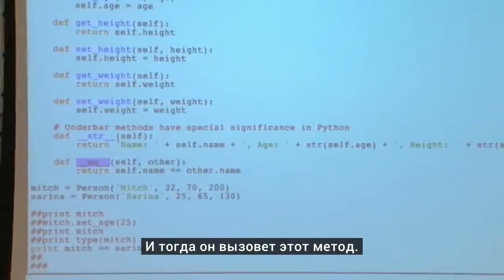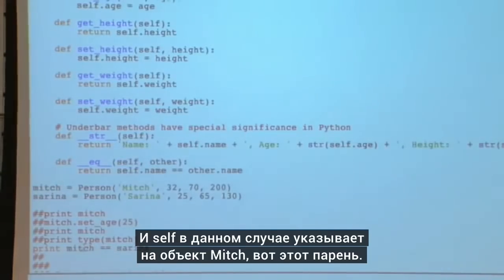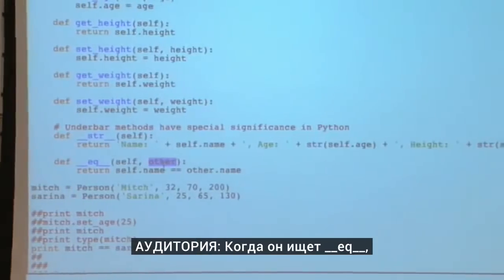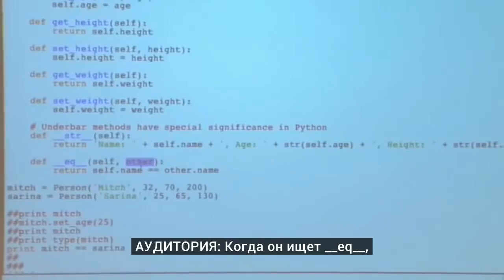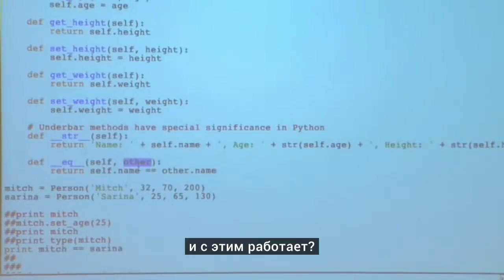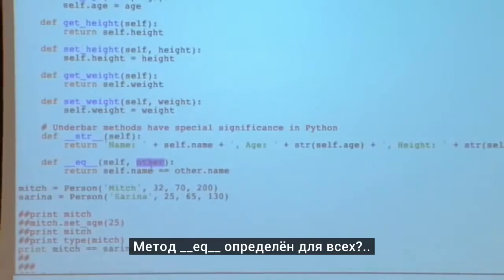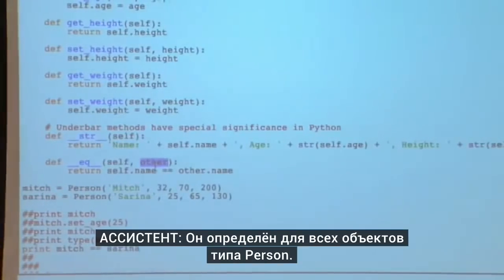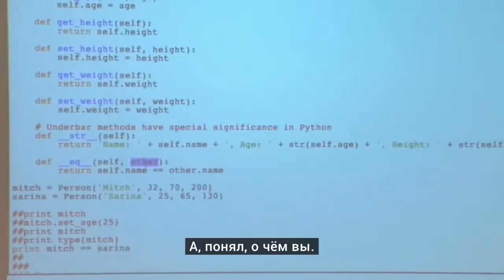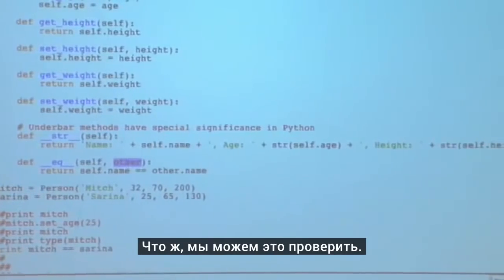And so it calls this method, and self in this case is the Mitch object, and other is the Serena object, sorry. So when it looks for the EQ method, does it look for EQ, or does it look for something that has a double equal sign and then go up from there? Is the underbar EQ underbar defined for all? It's defined for all persons. All persons. Well, okay, I see what you're saying. Is it defined for objects other than persons, like all objects? Yeah. Well, we can check that out.